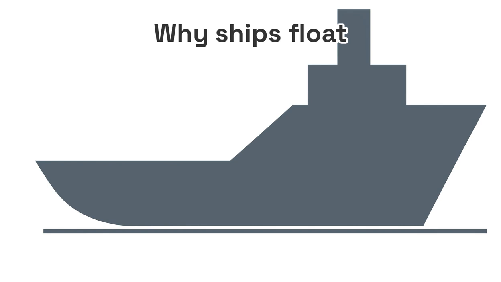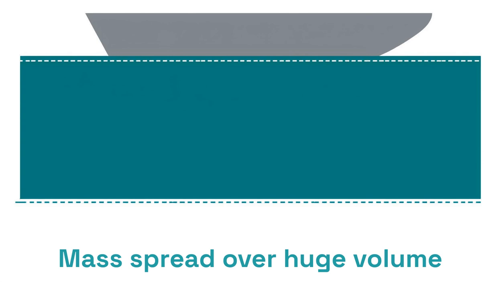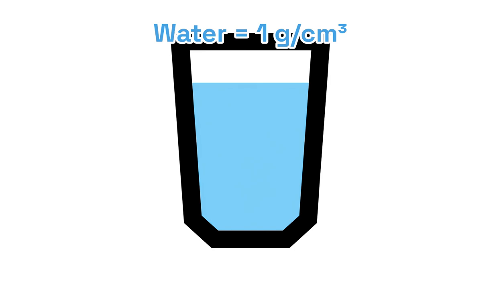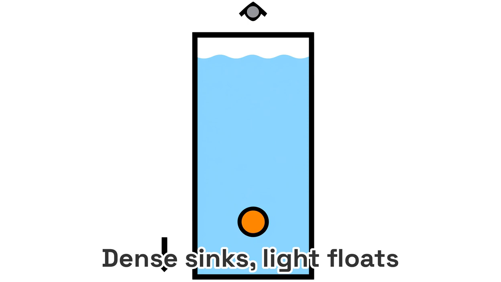This is exactly why a huge ship can still float. Its mass is spread across a massive volume, making its overall density low. Water has a density of about 1 gram per cubic centimeter. Anything denser than water will sink, anything less dense will float.